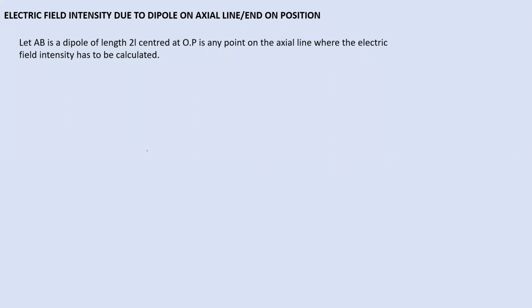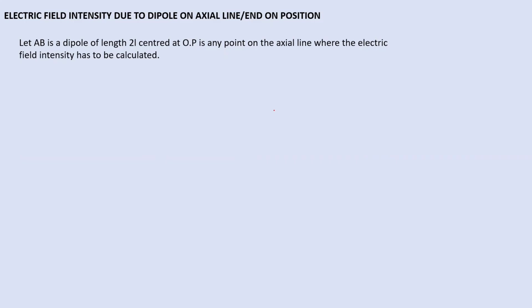So in the last video, we have seen the electric field intensity due to a dipole on the center. Now we will see the electric field intensity due to a dipole on the axial line, or we can also say it to be the end-on position. Clear? So we know the axial line is the line which is passing along the axis of the dipole.